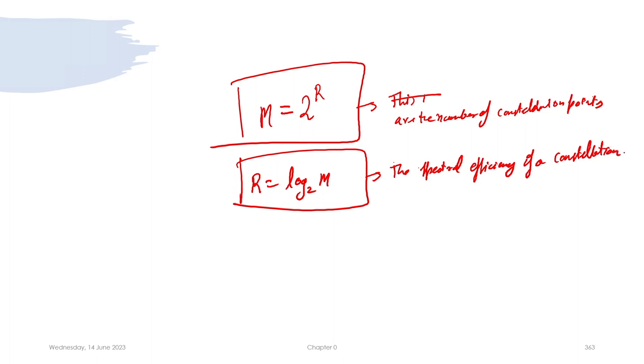This is called the spectral efficiency of a constellation, and it measures how many bits per channel use can be sent. So this is the physical significance of M. But then, if by increasing M we can transmit more and more information per channel use, why not make M exceedingly large?